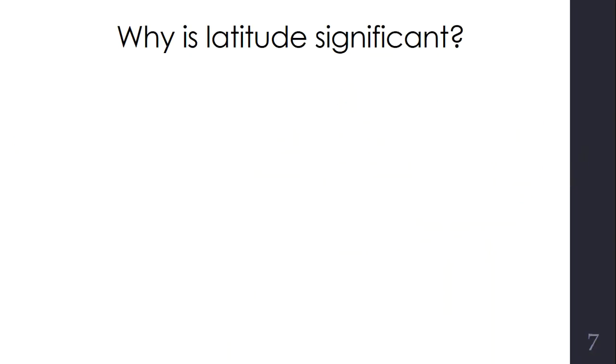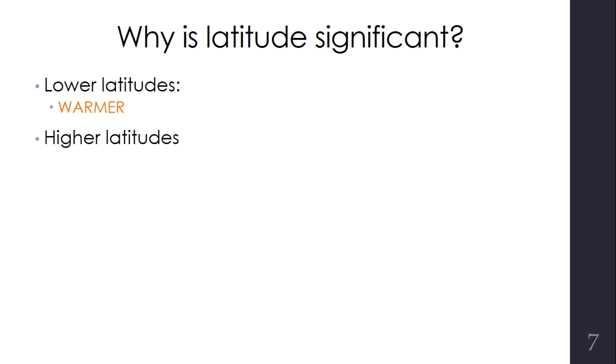And so why is latitude significant? Latitude can tell us something about a place. Lower latitudes, and by lower we just mean closer to the equator, not necessarily north or south, are warmer. And we know this pretty intuitively. If we're closer to the equator, it's going to get warmer. Higher latitudes are generally colder.